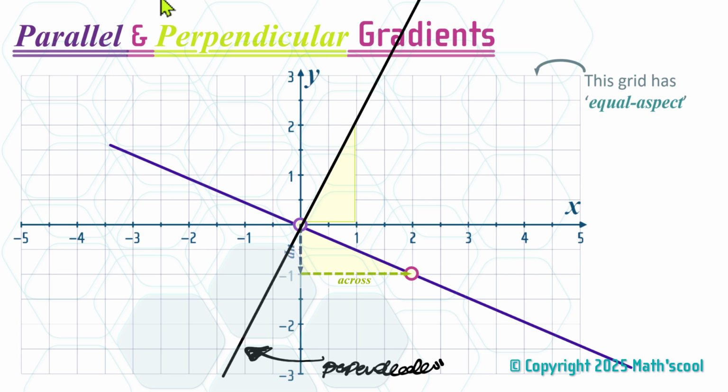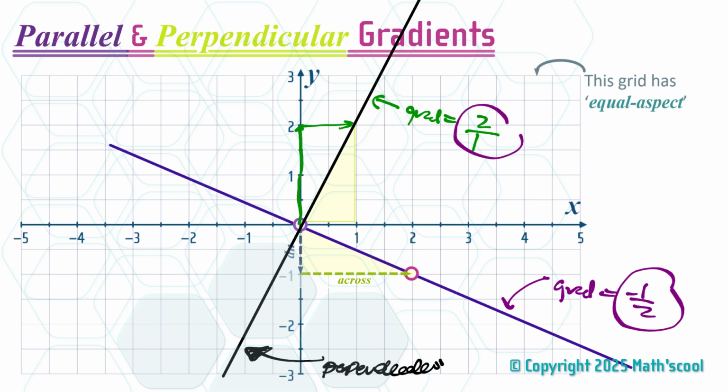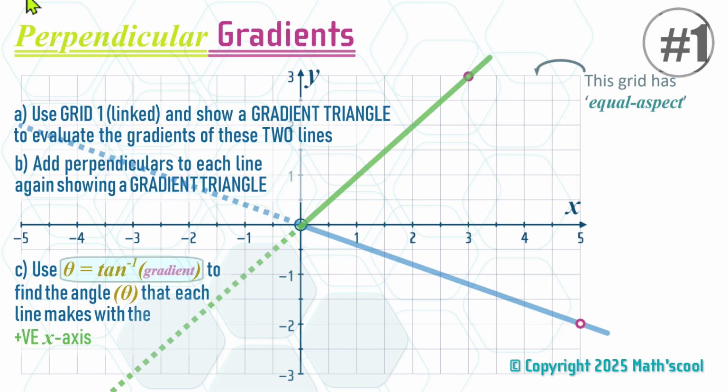And now I can easily find the gradient. How much do you have to go up? You have to go up 2, and how much do you have to go across? 1. So the gradient of this is 2 over 1. And remember, the gradient of this was -1/2. And so what happened was the bit that used to be up, well, it was actually down, became the bit that's across, and the bit that used to be across became the bit that's gone up. So what you notice is the fraction has flipped, but you also notice another thing, the sign has changed. Okay, so that's a perpendicular gradient.